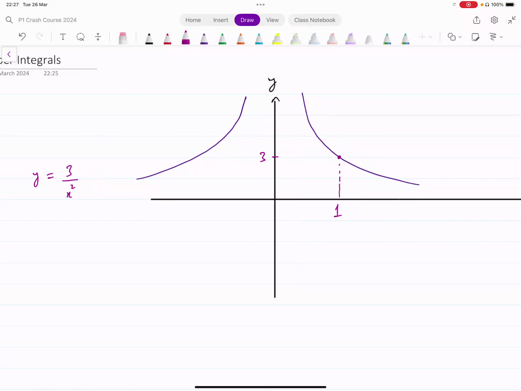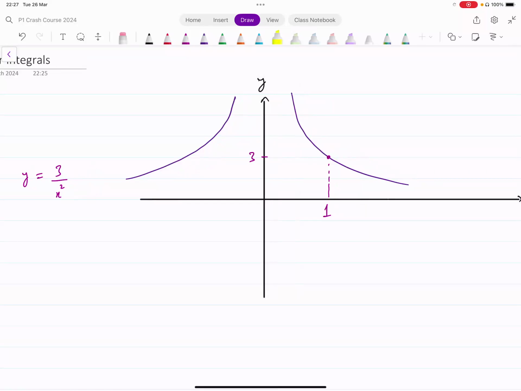And what I want to find out is the area under the graph to the right of x equals 1. So basically all of this region. I want to find the area of all of this region.